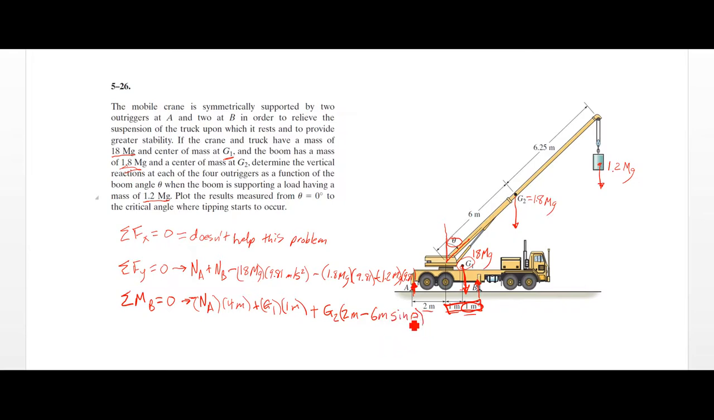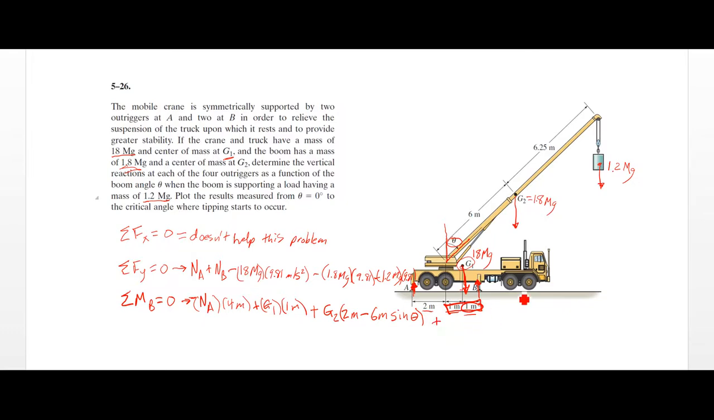So when theta is 0, sine of theta is 0, so this part goes away and we have a positive moment. When theta is 90 and this boom is straight out over this way, sine could be 1, so we're going to have negative 6 meters plus 2 meters, so 4 meters times that negative, so it's going to be a negative moment. So that's how we'll accomplish keeping track of whether we have a positive or negative moment.